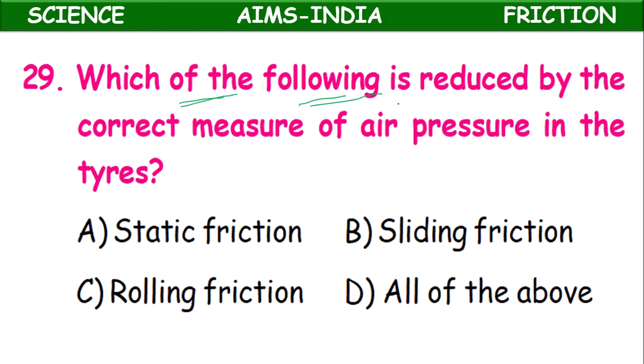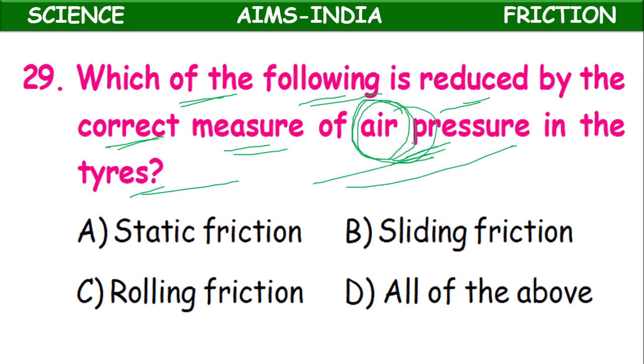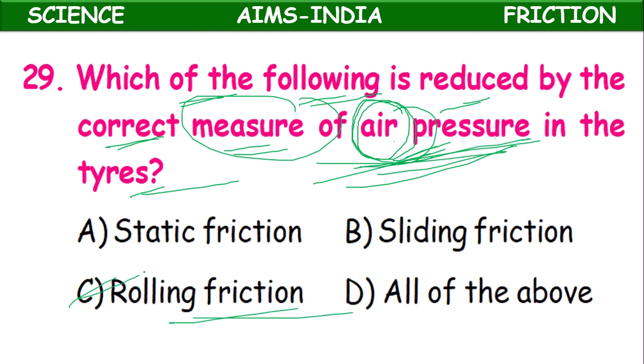Next one. Which of the following is reduced by the correct measure of air pressure in the tyres? Before going a long distance, it is advisable to fill the tyres of the vehicle completely with air, so that the proper measure of air pressure will decrease rolling friction.